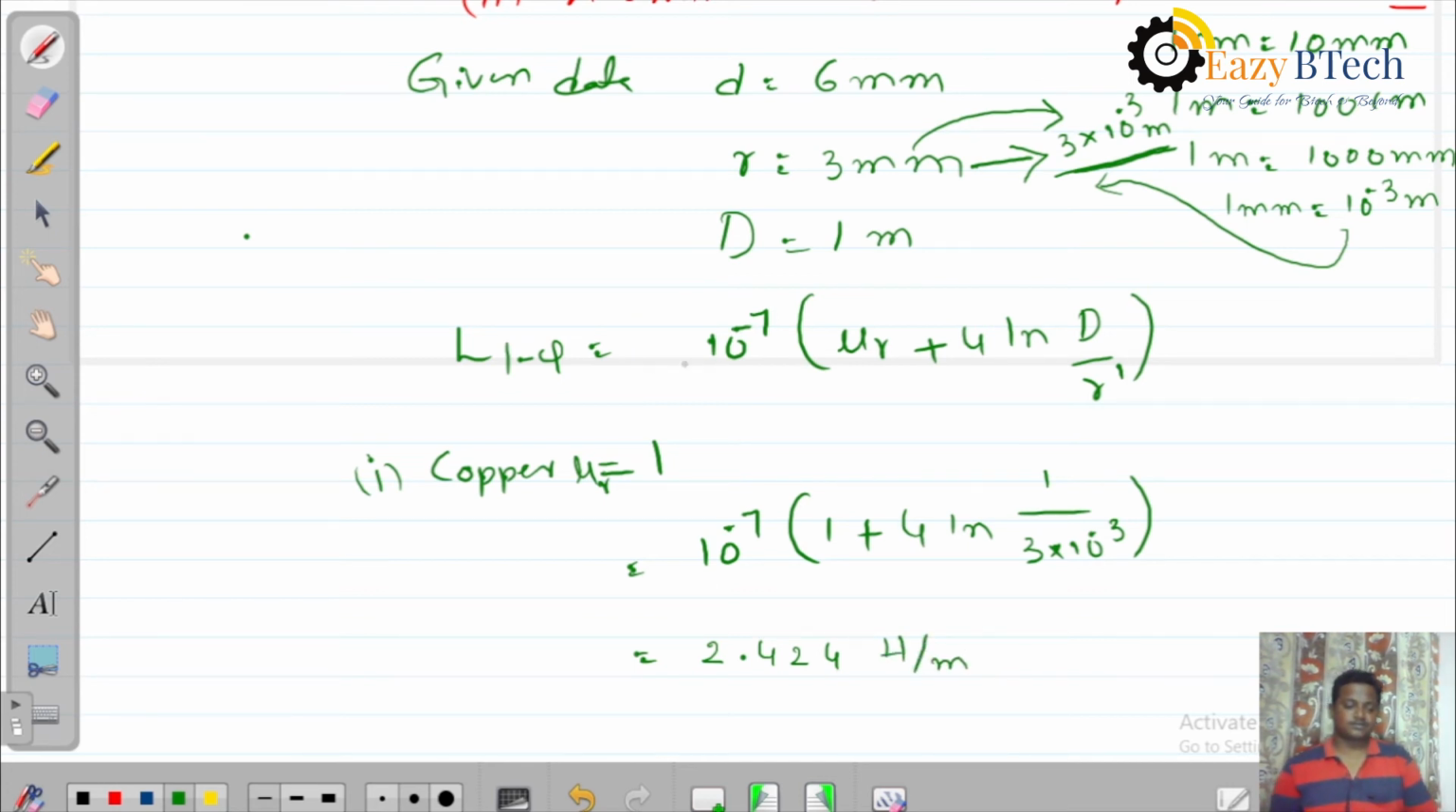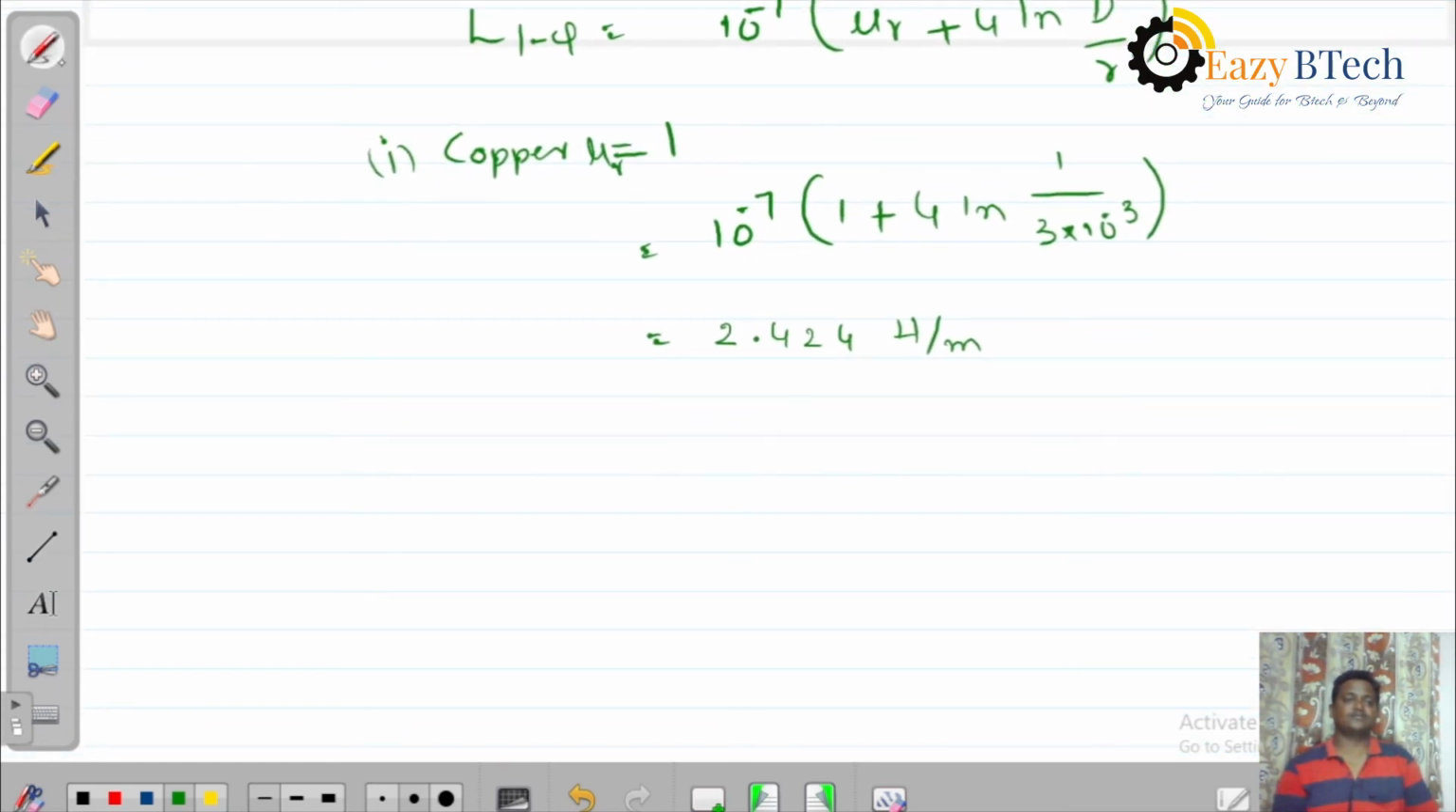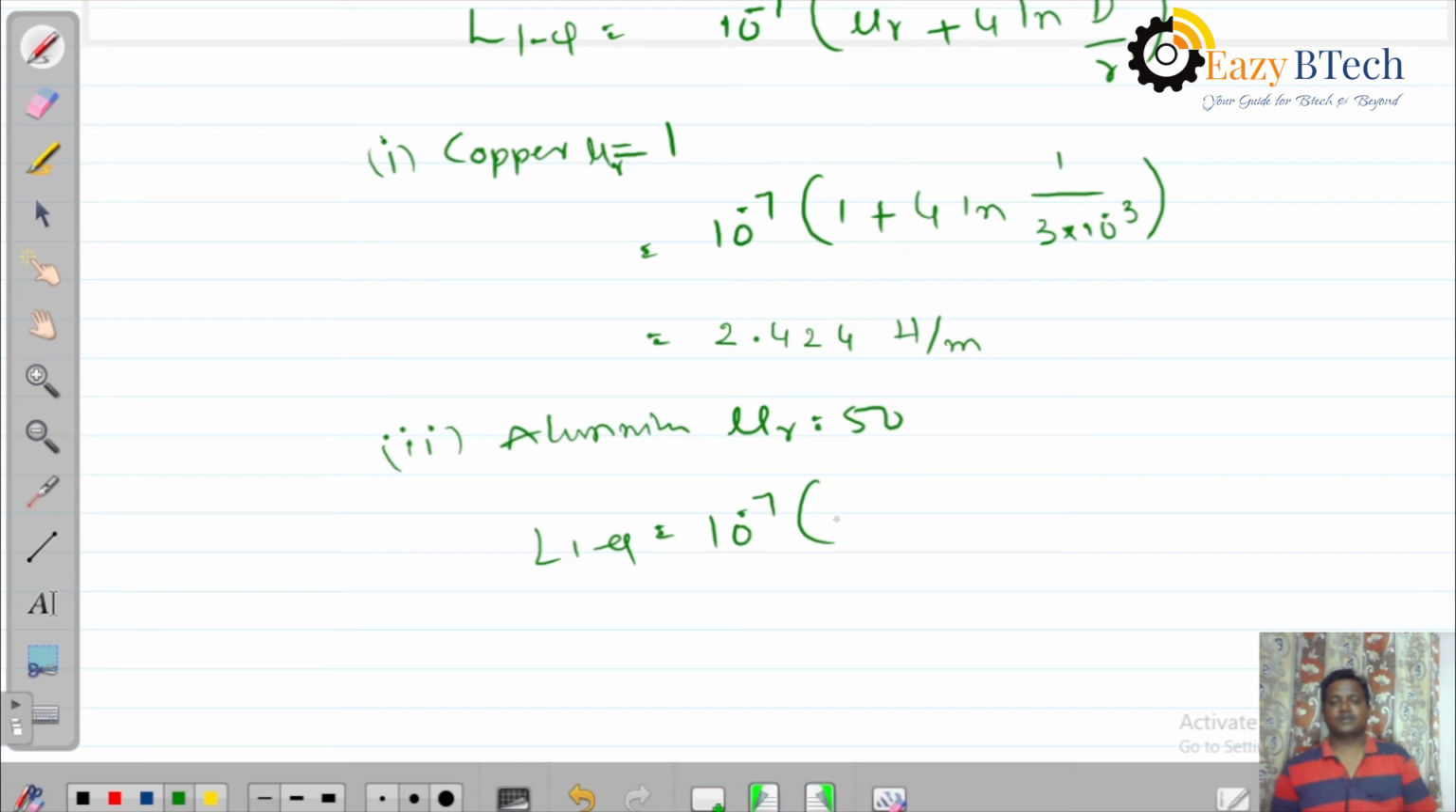Henry per meter. Now, second case: if the conductor is an aluminum conductor, they gave mu r equals 50. Substitute mu r equal to 50. Therefore, L single phase equals 10 power minus 7 in the place of mu r, 50 plus 4 ln d by r dash. Substitute this: 10 power minus 7, 50 plus 4 ln 1 by 3, into 10 power minus 3.